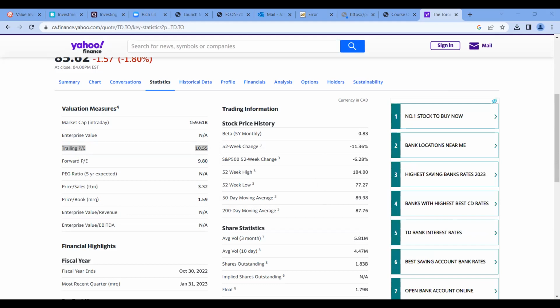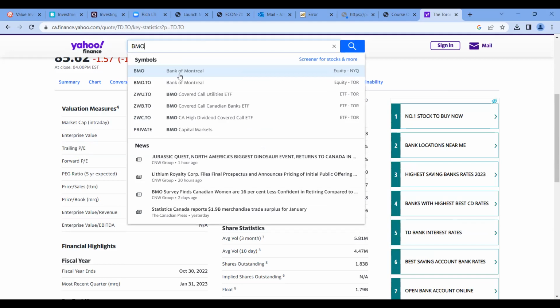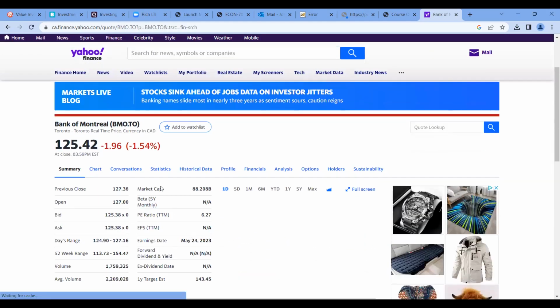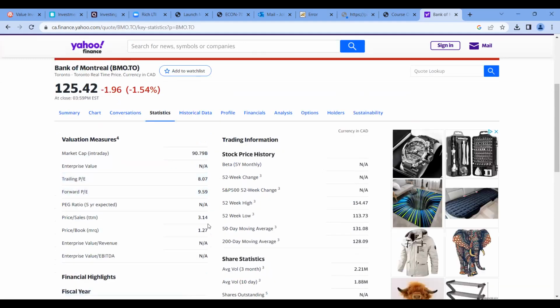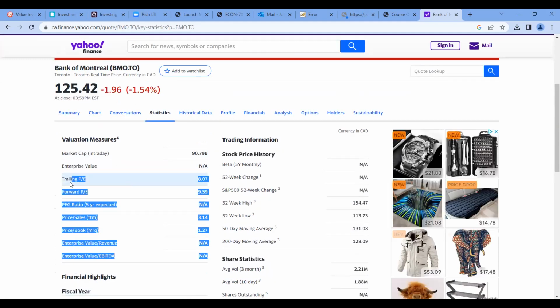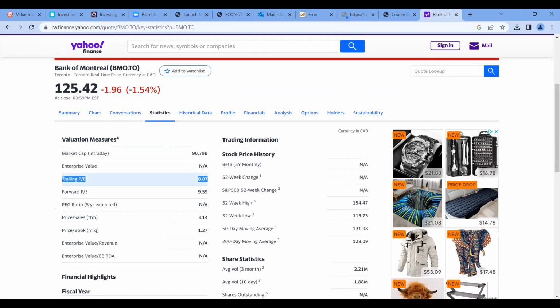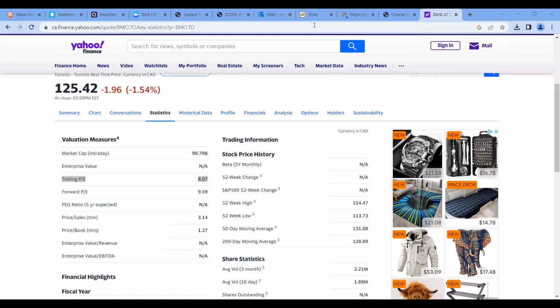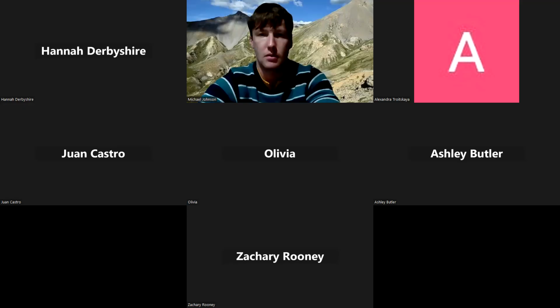TD. And then as we saw earlier, BMO's price to earnings ratio here was 8.07. So BMO has a lower price to sales and lower price to earnings. So that's a benefit of having BMO. It's significantly lower than TD. So BMO is likely a better investment than TD in this case. So let's continue on this here.